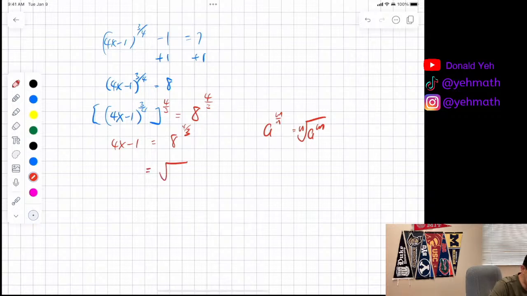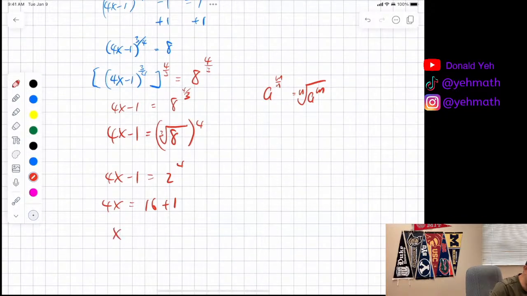So that means I have the third root of 8 to the 4th. And I might want to do something like this, 2 to the 4th, equals 4x minus 1. 4x equals 16 plus 1, I think. And so x equals 17 over 4. Do they have a plus or minus here? No. Good, because it's a third root. A square root does, though, but this is a third root. So you don't have a plus or minus.